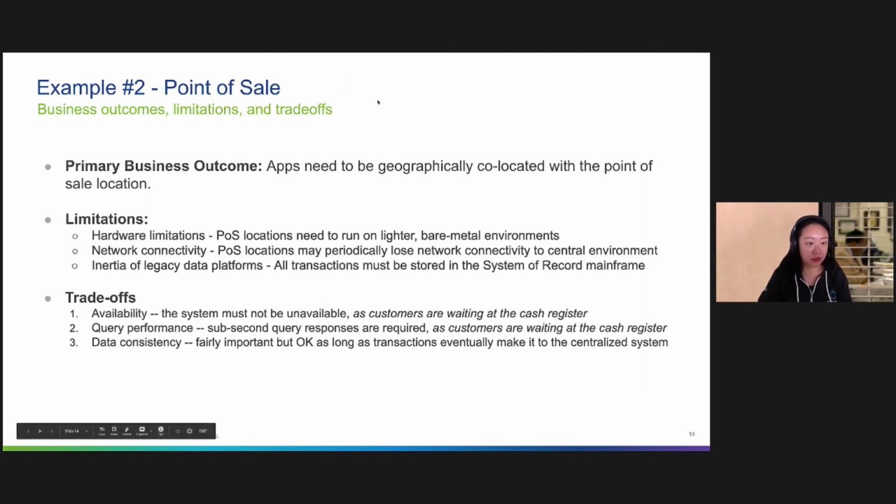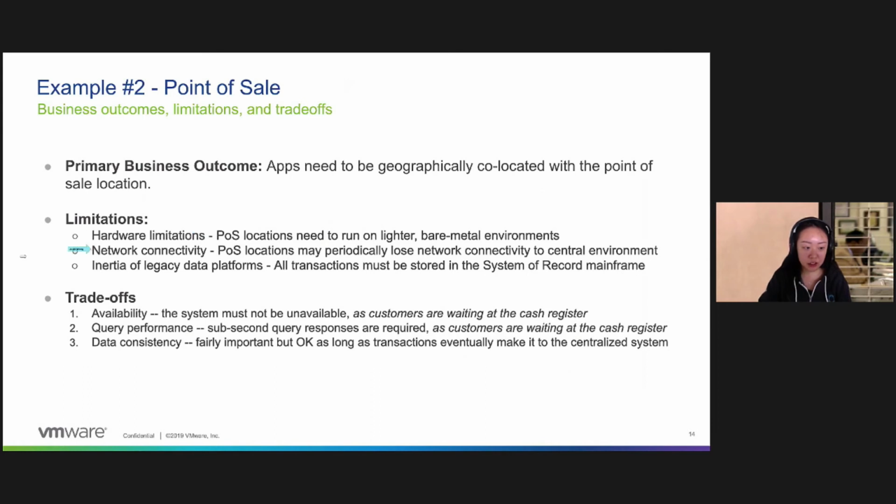So in this example, the primary business outcome is that the applications need to be geographically co-located at the point of sale location. And the limitations that we're working with here are mostly hardware and network. So these point of sale locations need to run, or have historically run, on bare metal environments. And so they need to have lighter environments that these locations can handle.